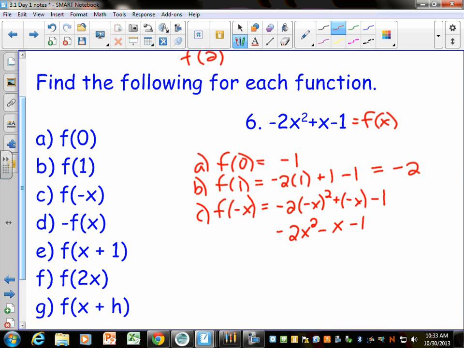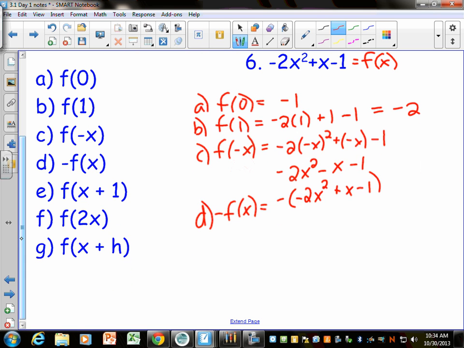What about D? What if it says negative f of x? What do you think that means to do? Yeah, it means put a negative on the outside, or change the sign of everything, right? So if I put a negative on the outside, that's just going to change the sign of everything. It's kind of like multiplying everything by negative 1. So negative f of x would give you 2x squared minus x plus 1.